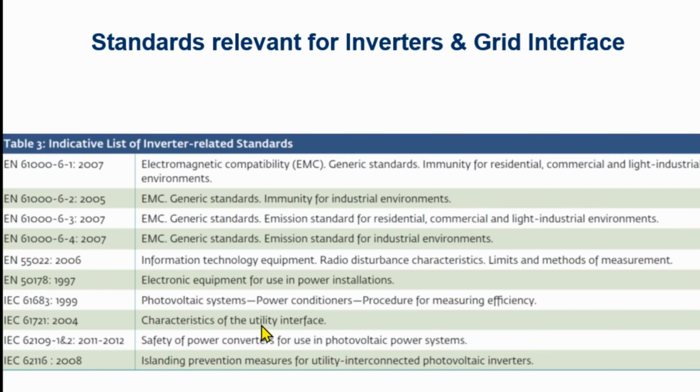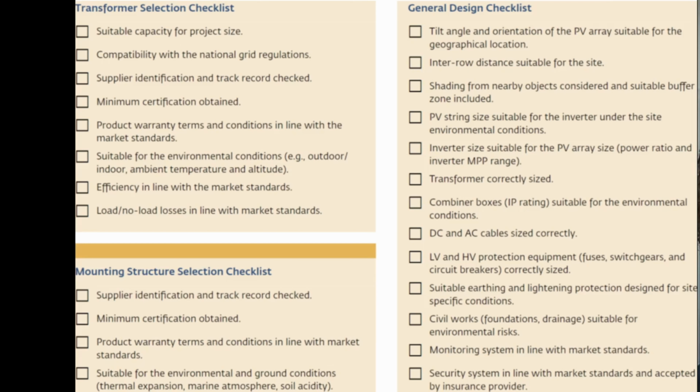Sometimes the utility sticks to an older requirement. So an older year, you have to just make sure whether you can use the latest requirement, or whether they require that you stick to an older standard, which was usually not often the case. Safety of power converters for use in photovoltaic systems, and islanding prevention measures for utility. So if the grid is switched off, what happens then? This has to be certified by that norm 62116.